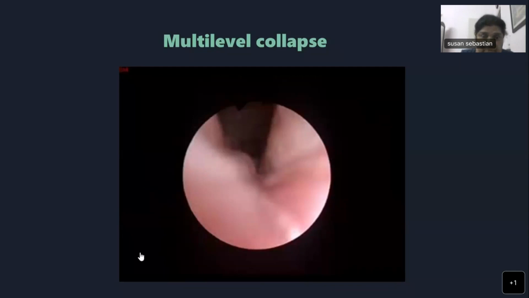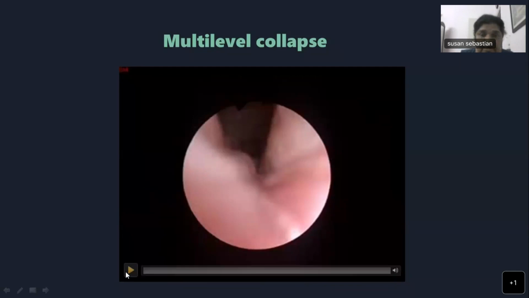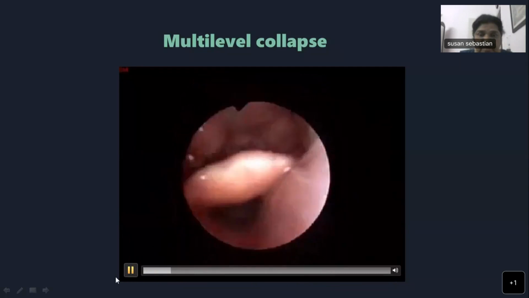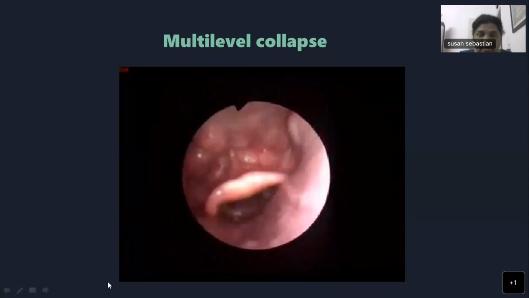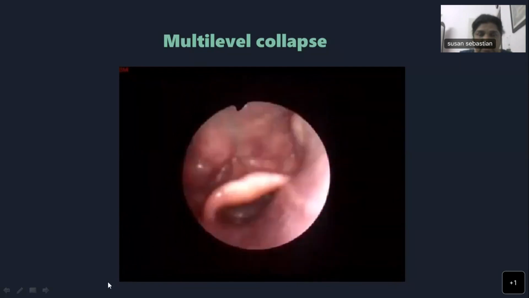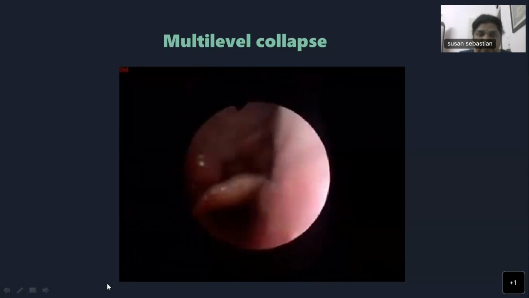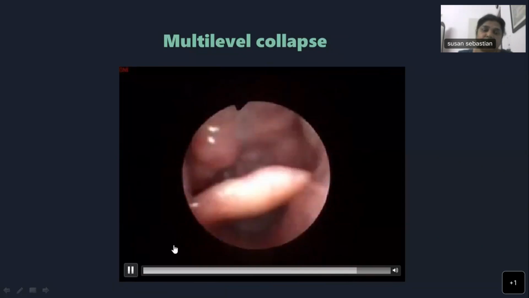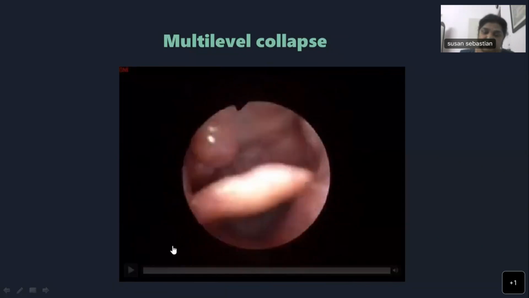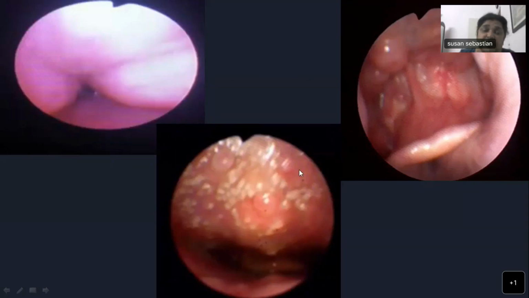So this is one patient who has got a collapse of the epiglottis as well as the hypopharyngeal walls. You can see that. See, the epipharyngeal walls are collapsing. Now the epiglottis also will collapse. So it can have any permutation or combination of these collapses.